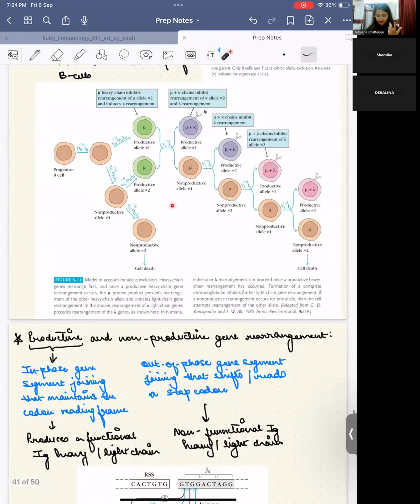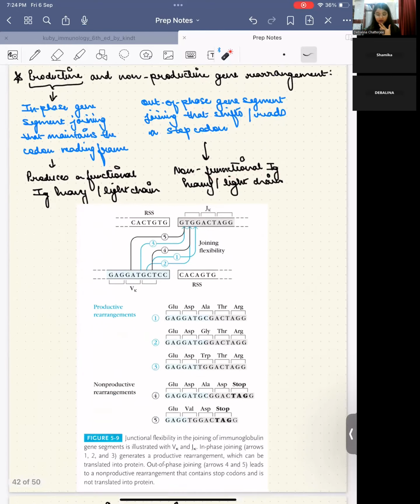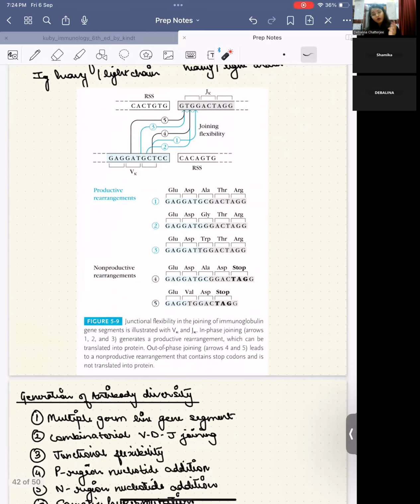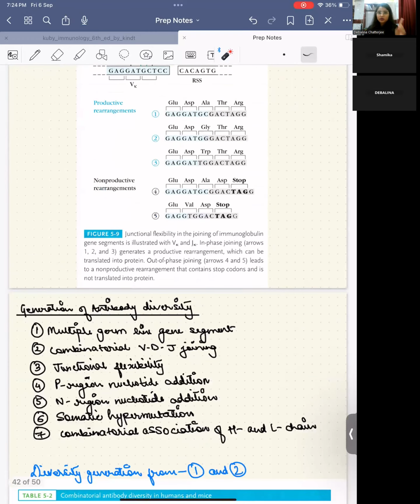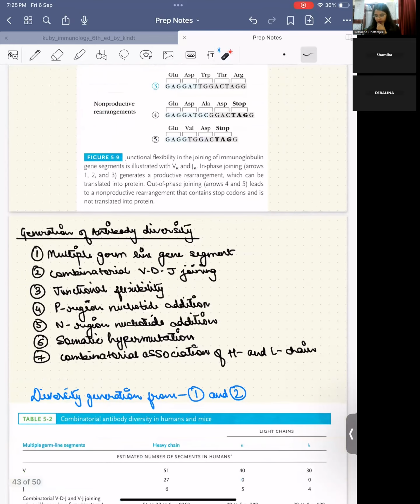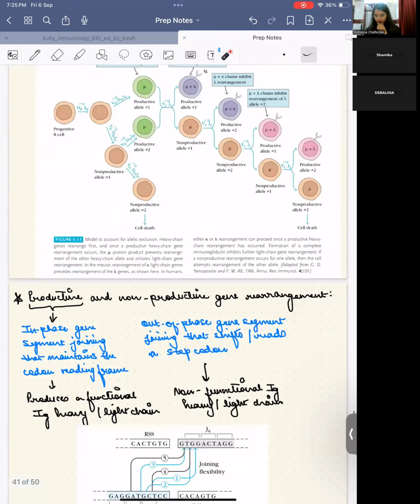This is what we were seeing here. So the purpose of having two alleles is clear, because if there is non-productive rearrangement, we still have another allele that can be switched on. And also the purpose for allelic exclusion is clear, because we want all our cells to be monospecific. Right? Okay.